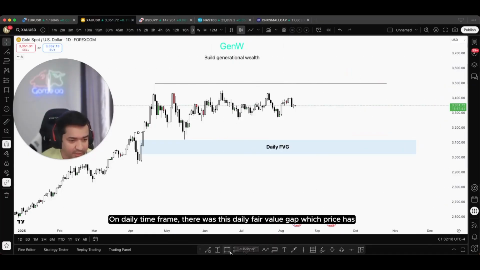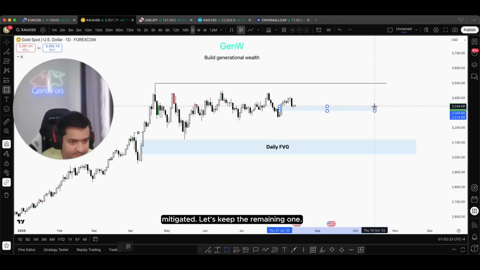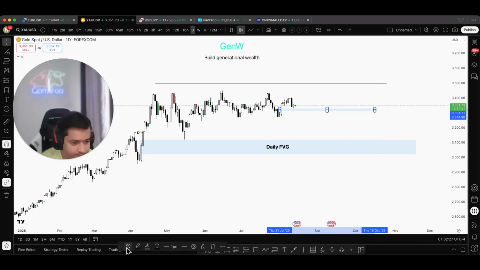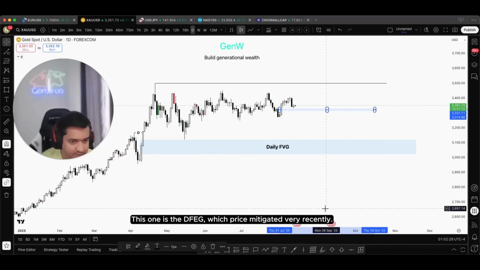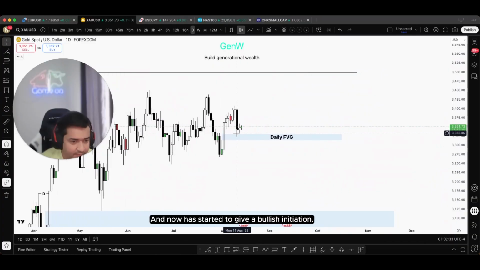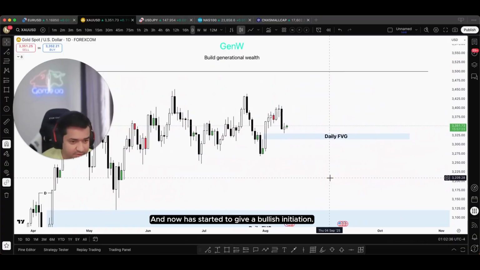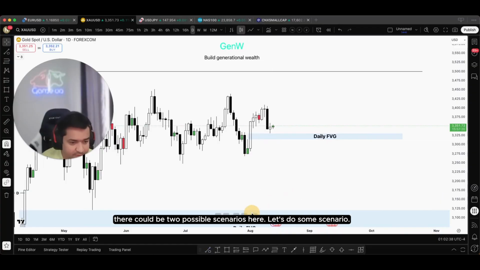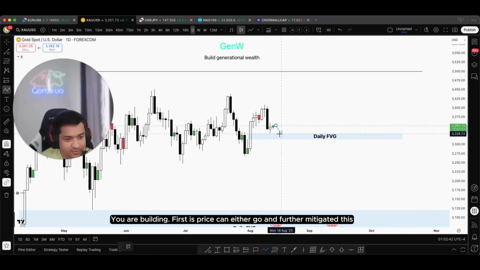Let's go and check the H4 time frame. On the daily time frame, there was this daily fair value gap which price has mitigated. Let's keep the remaining one. This one is the daily FVG, which price mitigated very recently and now has started to give a bullish initiation. There could be two possible scenarios here. Let's do some scenario building.